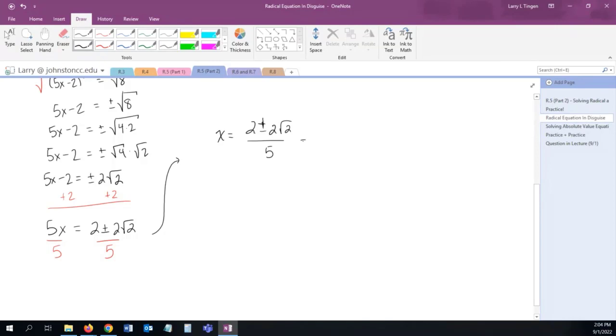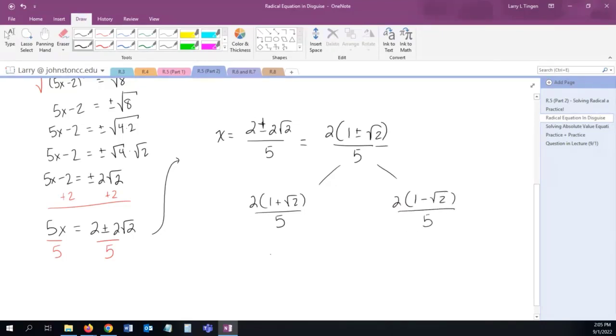Does this simplify? A little bit. The numerator, both of those terms have a 2 in it, so I could factor it out. That's going to give me 2 times 1 plus or minus the square root of 2, all divided by 5. And for my solution set, this breaks down into 2 numbers: either 2 times 1 plus root 2 over 5, or 2 times 1 minus root 2 over 5.